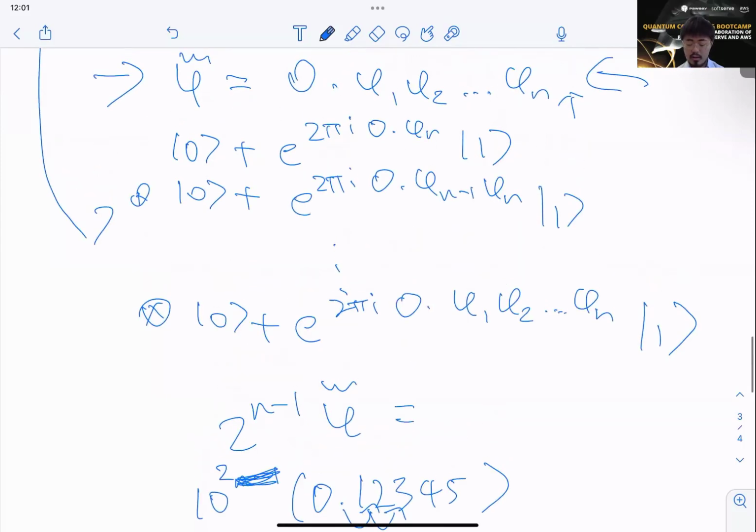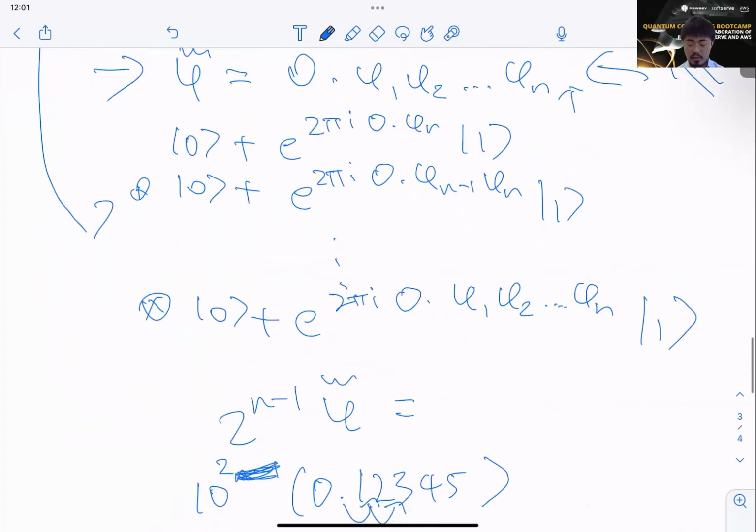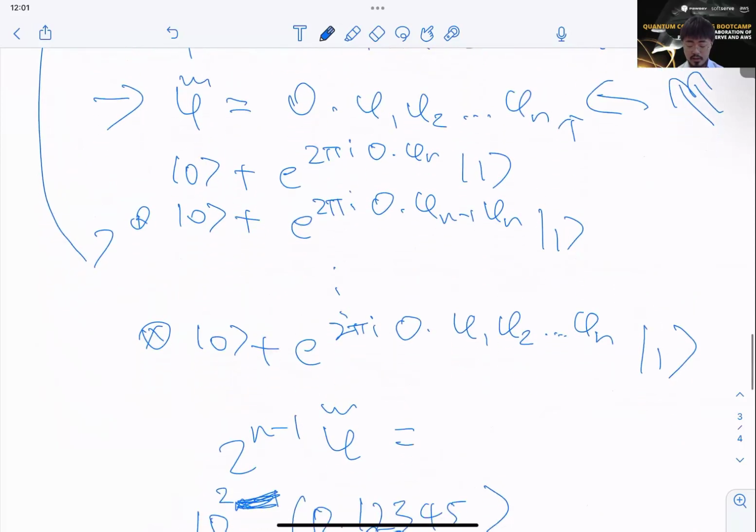Remember that this is represented currently in binary form. Everything is represented here in binary form. And so what this means is that we are just going to shift this decimal place up n minus 1 times. And so that gives us basically u1, u2, dot, dot, dot, un minus 1 dot un.